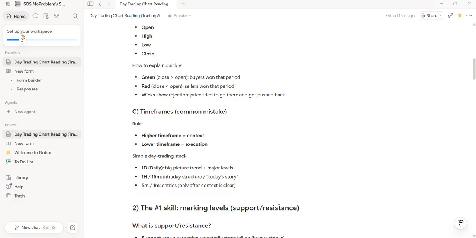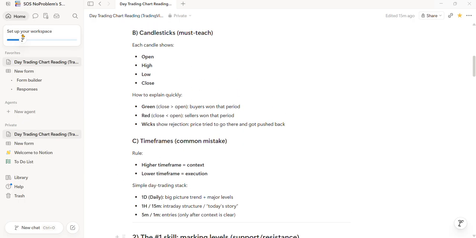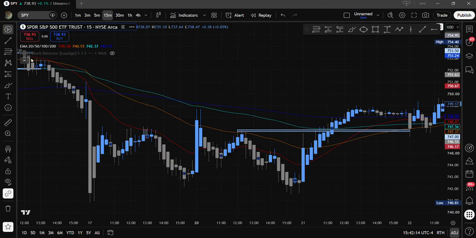5 minutes to 1 minute is your entries, only after context is clear. So only after these two levels have been looked over and adjusted and understood. So let's go over that real quick, time frame, and that'll conclude the video.